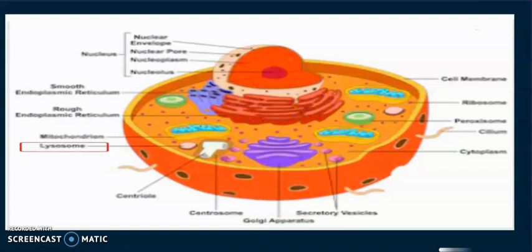Lysosomes. These are membrane-bound spherical vesicles which contain hydrolytic enzymes that can digest protein, carbohydrates, lipids, and nucleic acids. Plant cells lack lysosomes but instead have a vacuole which does the same job as the lysosome.